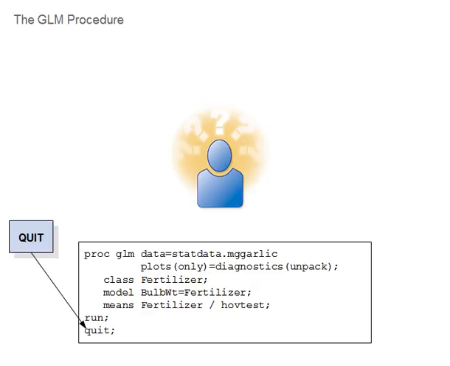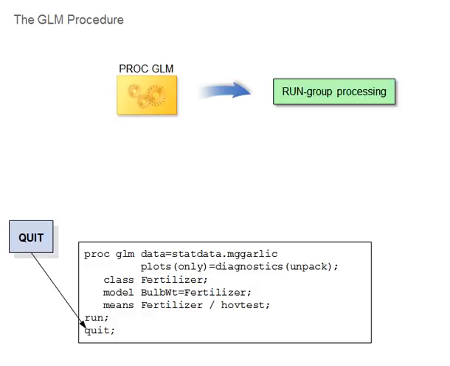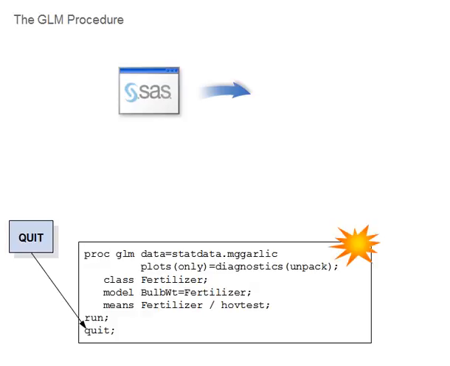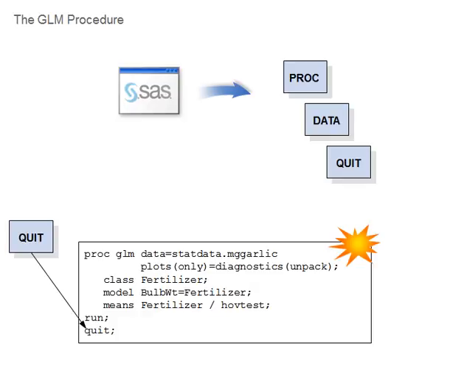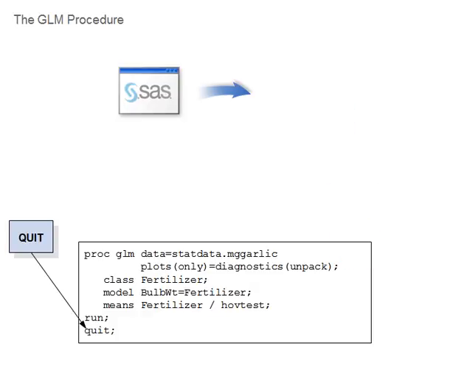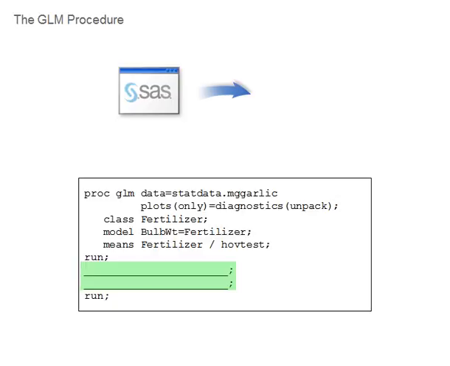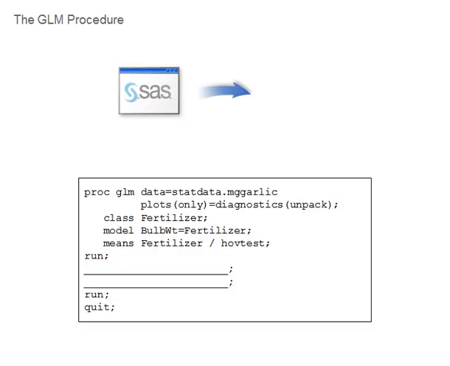Here's a question. What is the purpose of the quit statement in the code? PROC GLM supports run group processing, which means that the procedure stays active until SAS encounters a PROC, DATA, or QUIT statement. Run group processing enables you to submit additional statements, followed by another RUN statement, without resubmitting the PROC statement.